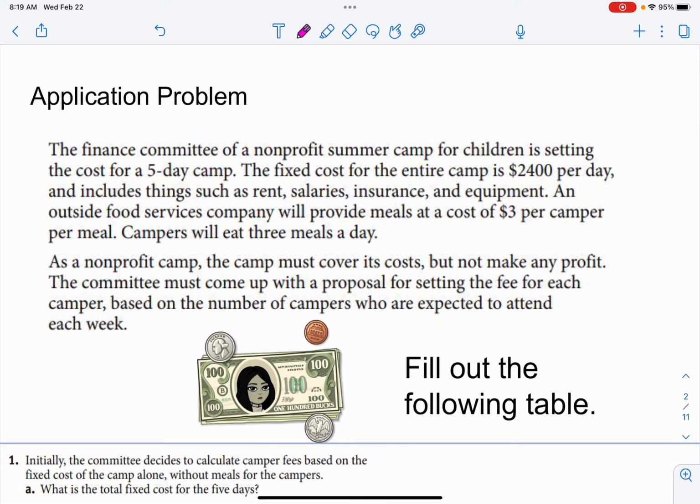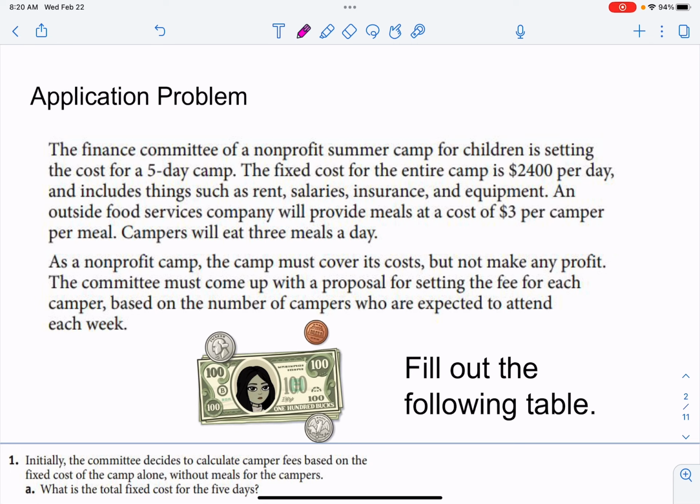The fixed cost for the entire camp is $2,400 per day, and this includes rent, salaries, insurance, and equipment. An outside food service company will provide meals at a cost of $3 per camper meal. Campers will eat 3 meals a day. As a nonprofit camp, the camp must also cover its costs but not make any profit. That's what a nonprofit is, okay? The committee must come up with a proposal for setting the fees for each camper based on the number of campers who are expected to attend each week. So they're basically putting together what each camper should pay in order to cover just their costs.